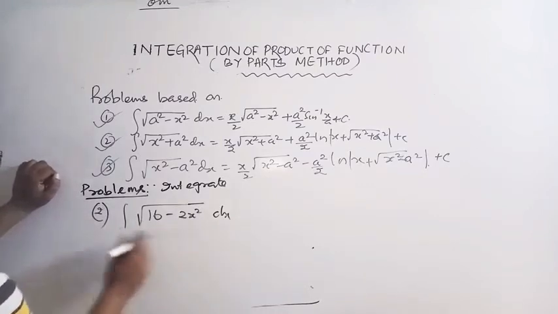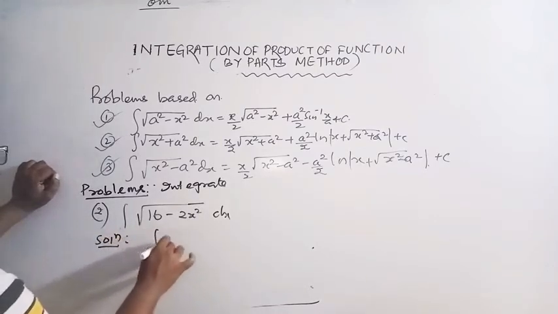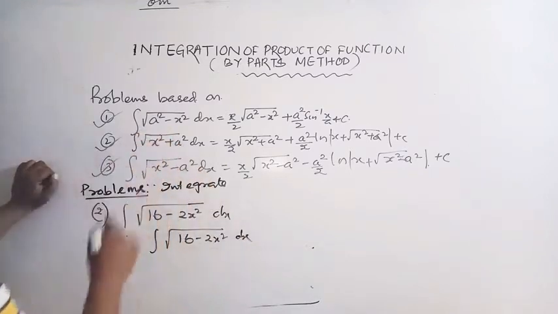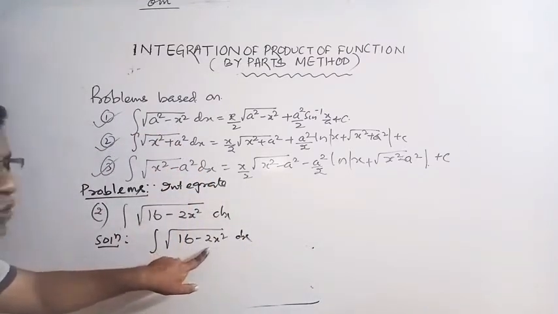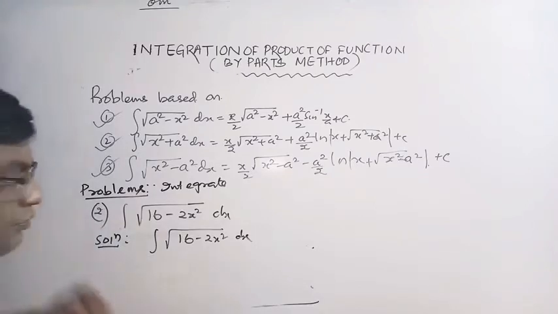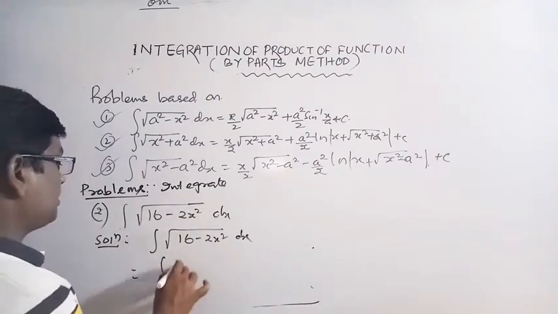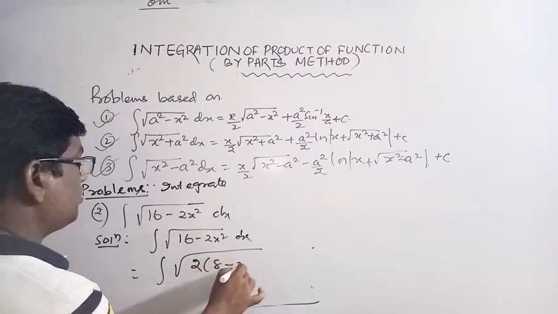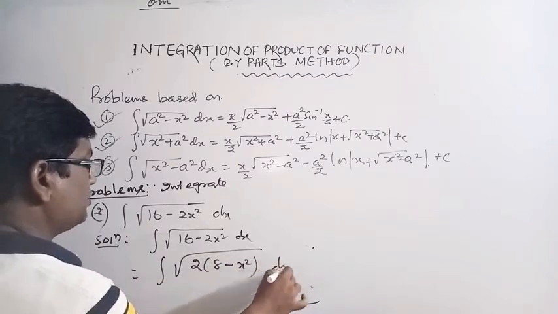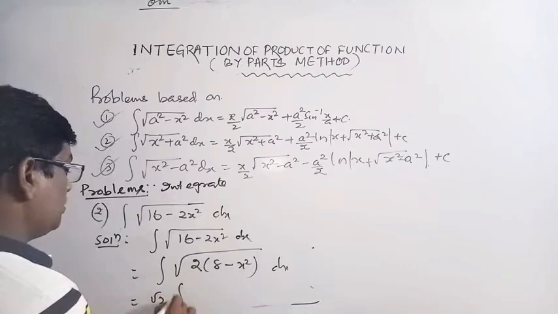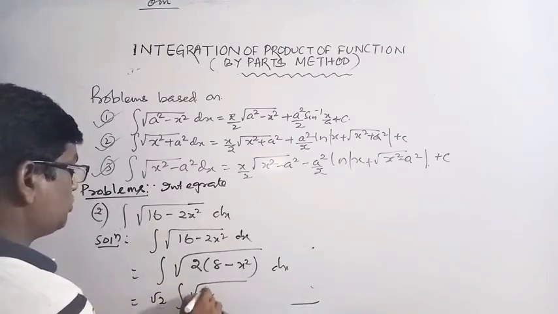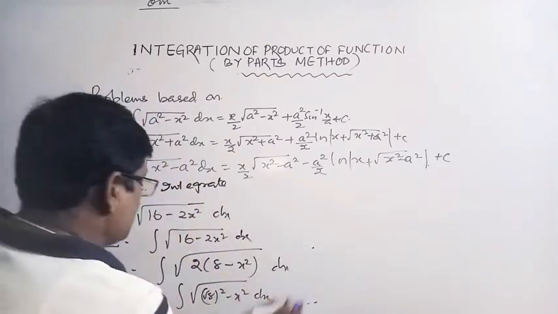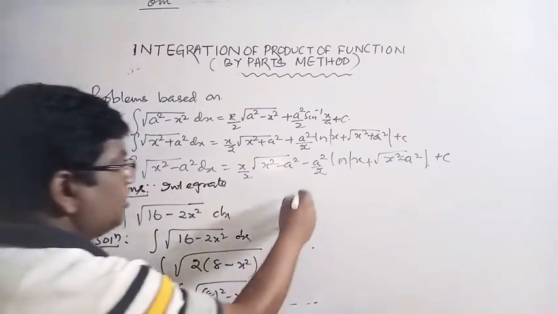Solution is integration root over 16 minus 2x square dx. Clear? Here the coefficient of x square is 1, but here it is 2. So make the coefficient of x square 1. So this is equal to integration root over 16 minus, take 2 common, 2 into 8 minus x square, dx. So this is equal to root 2 integration of what? Root 8 whole square minus x square into dx. Apply formula number 1.